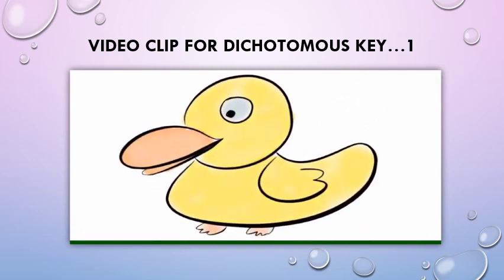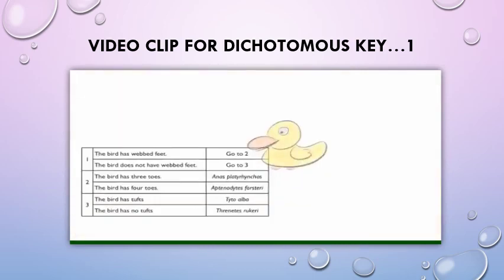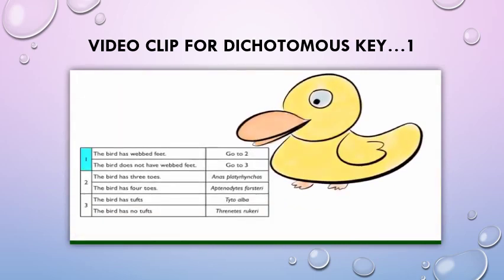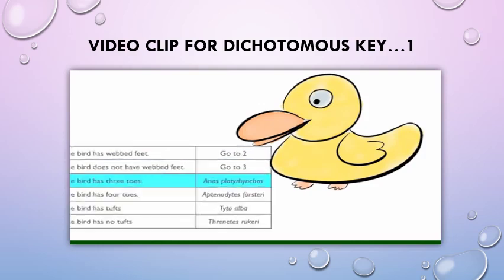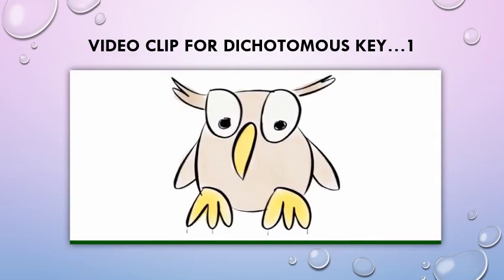Using the same chart, we can figure out the scientific name of the duck. Starting at number 1, we see our bird has webbed feet, so we'll go to step 2. We have to count the toes. The duck has 3. We just figured out the scientific name again. Lastly, an owl.